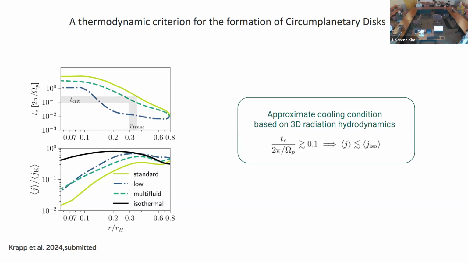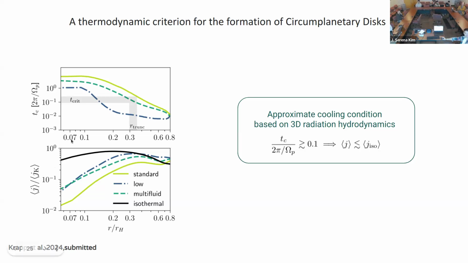Now you can put in different models. That was for the standard model. Now we put in the multifluid models, and we also have an additional model where we decrease the opacity by decreasing the amount of dust by 50. So 50 times less dust mass, and that's what we call low here. So here what you see is again this cooling time normalized by the orbital frequency of the planet around the star.